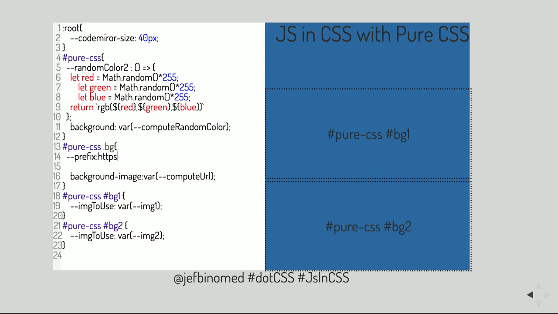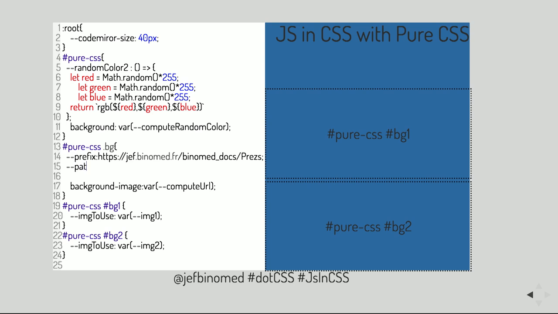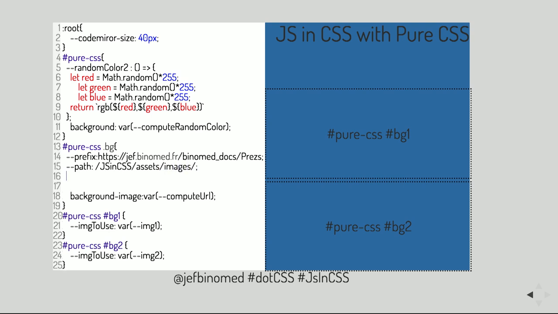I have my prefix. So I will write the right URL. It's the path of my slide. And I have a path. So after that is slash .JS in CSS slash assets slash image slash. Okay. And I will generate the URL, as I say, and I will inject directly and dynamically my variable, which is image to use.